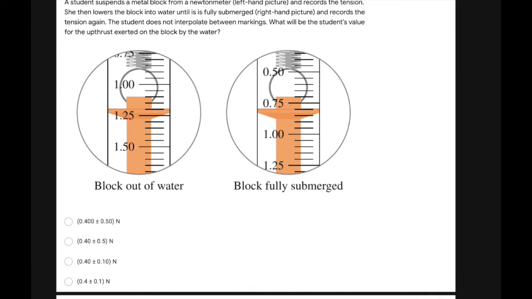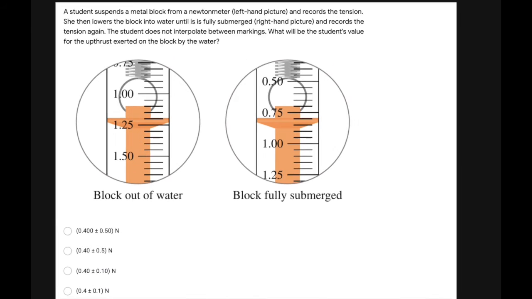The value for upthrust is going to be the difference between the reading for the weight of the block out of the water and the weight of the block once it is fully submerged. The difference between these two values for force will give us our upthrust. So the actual upthrust in this case is our block out of the water, which is 1.2, minus our block fully submerged, which is 0.8, giving us a value of 0.4 newtons. We know that's probably right because all the options are 0.4 newtons.